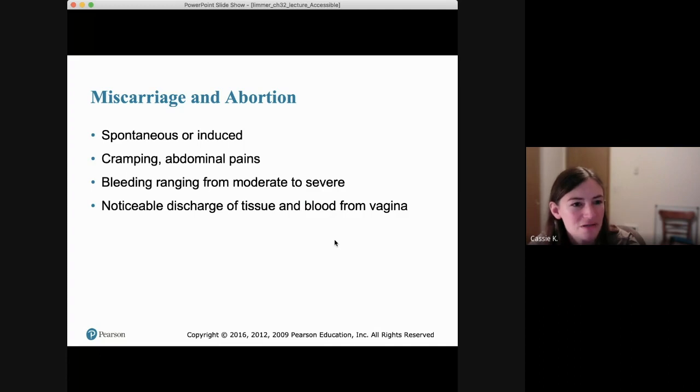Miscarriage or abortion can be spontaneous, sometimes it just happens, or induced. It will probably come with cramping and abdominal pain. Bleeding can range from moderate to severe, and there should be a noticeable discharge of tissue and blood.